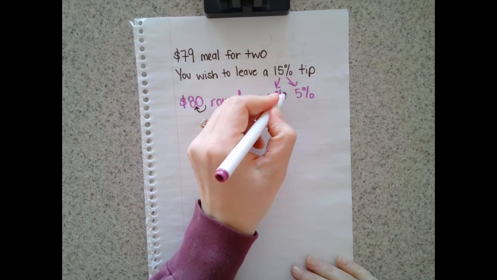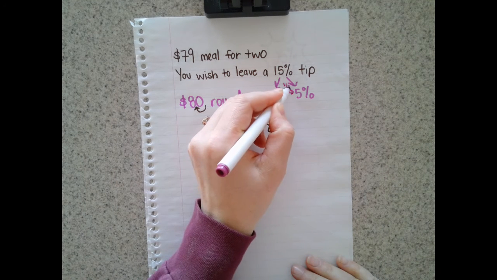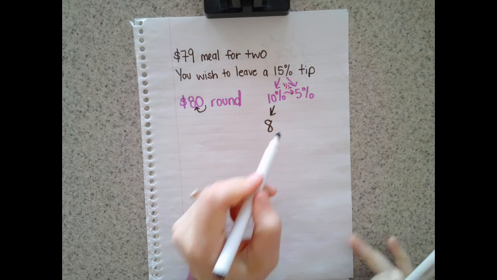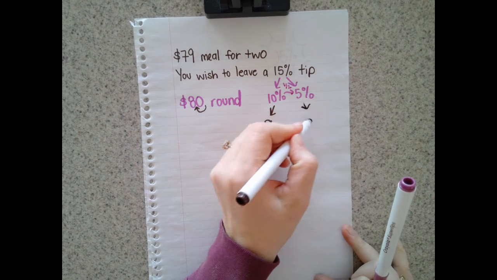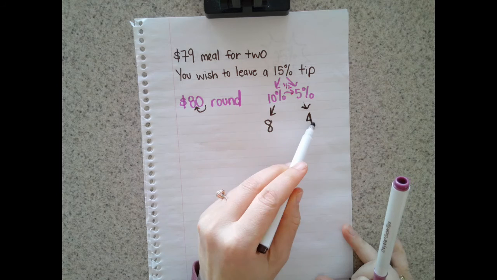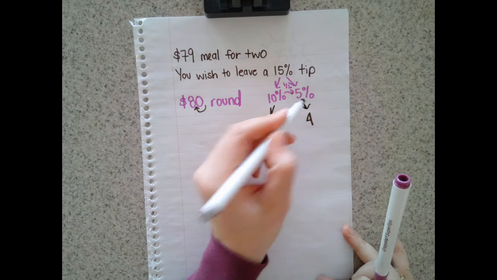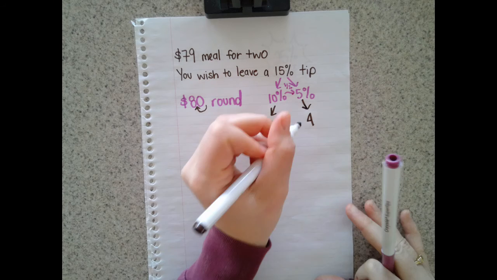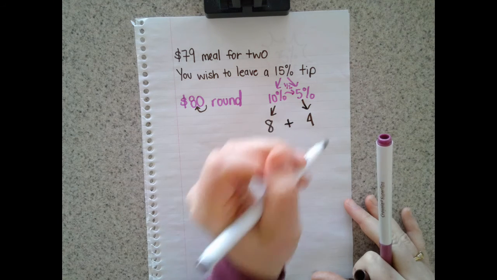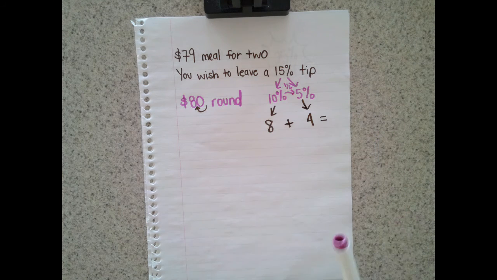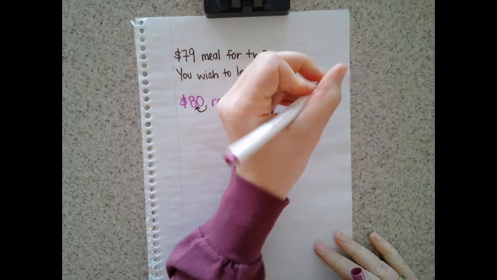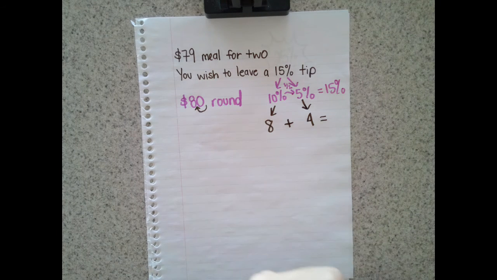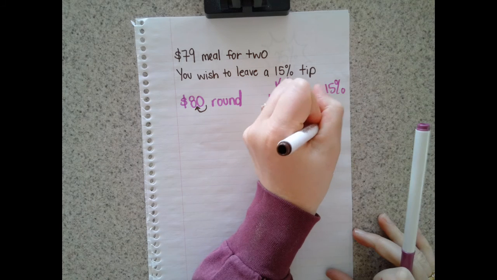5 is half of 10. So if we cut 8 in half, 8 cut in half is 4. I know that's going to represent 5%. 10 cut in half is 5. 8 cut in half is 4. So these two together will make our total discount. 10 and 5 together make 15%. 8 and 4 together make our total discount.